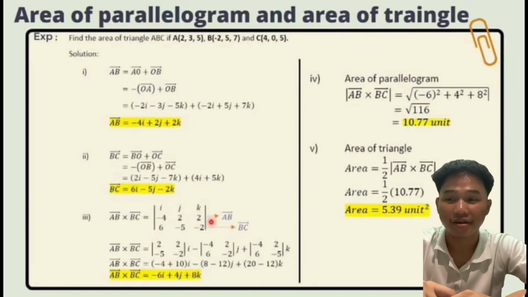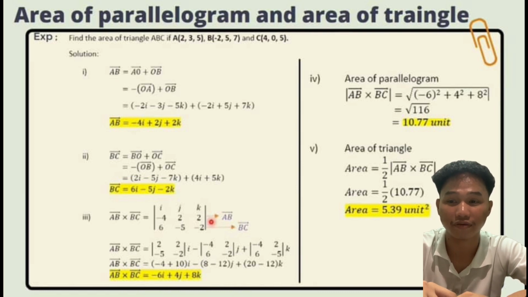Next slide, area of parallelogram and area of triangle. Example, find the area of triangle ABC. A is (2, 3, 5), B is (-2, 5, 7), and C is (4, 0, 5). And this is the solution that we choose.